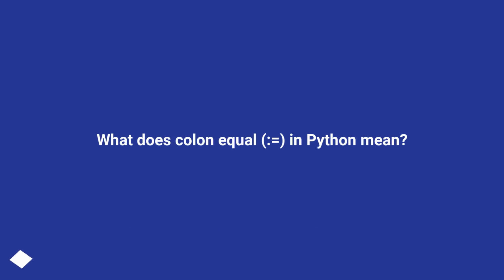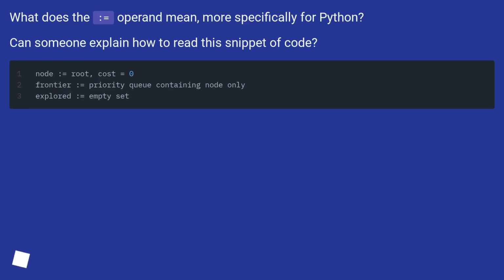What does colon equals, :=, in Python mean? What does the colon equals operand mean, more specifically for Python? Can someone explain how to read this snippet of code?